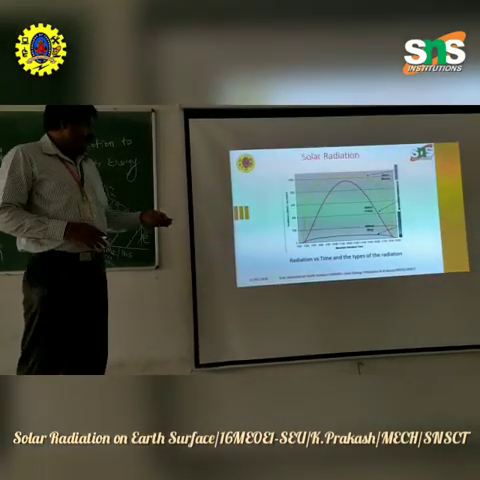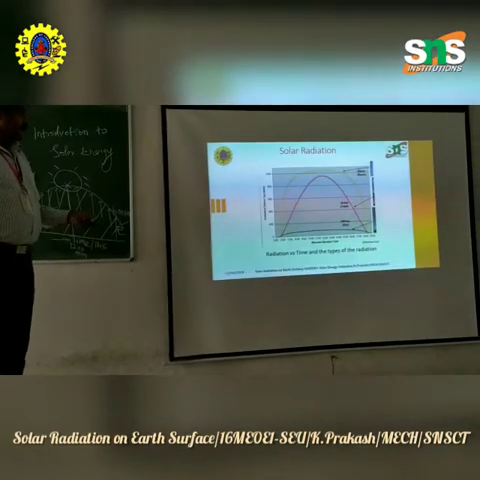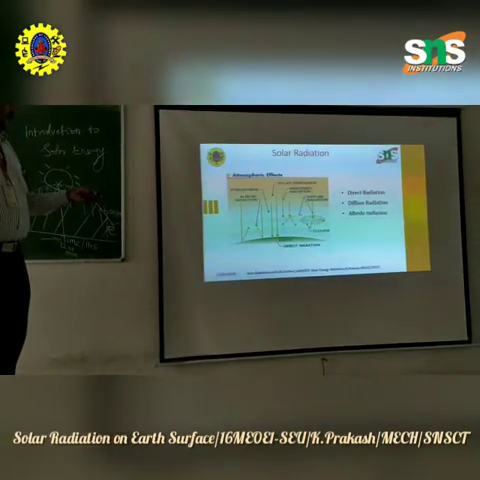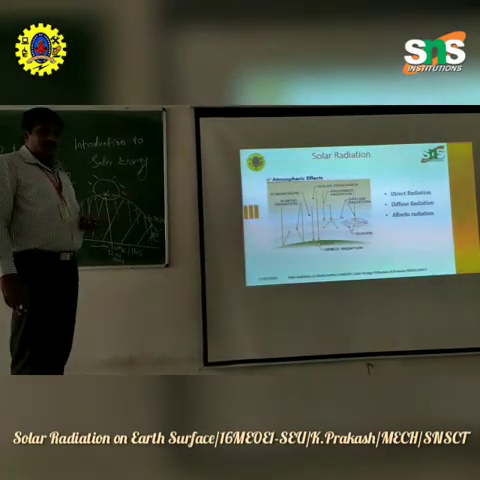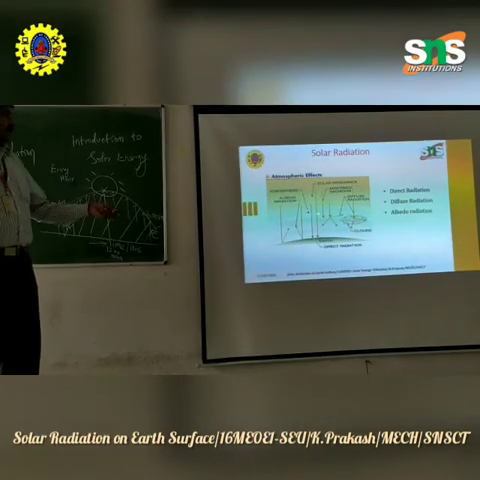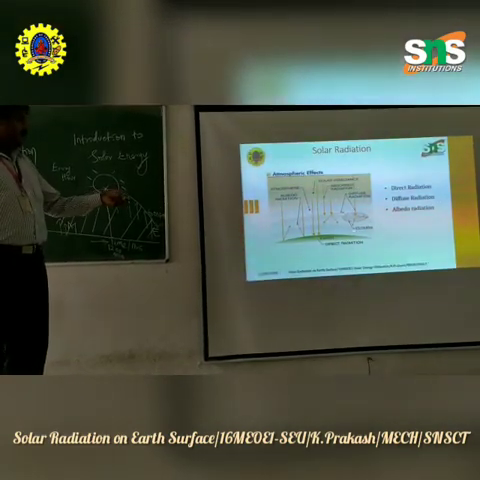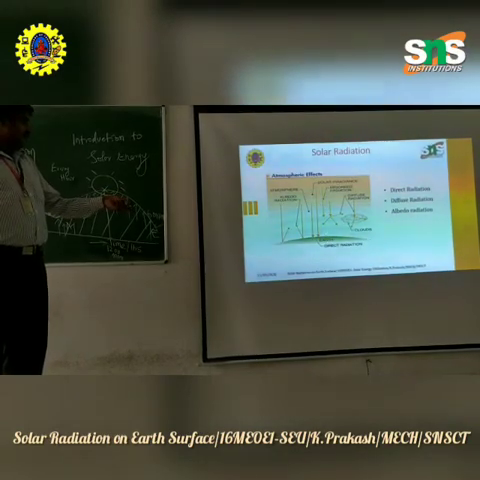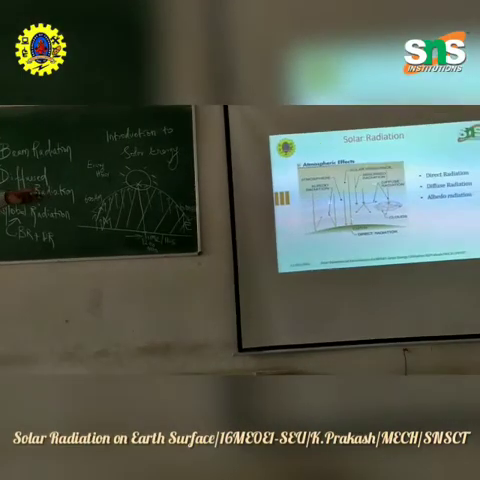So this is about the radiation over time. And this is about the direct, diffuse and orbital radiation. See here, there are many obstructions: absorption, diffuse radiation, direct radiation, earth surface. What we have discussed here is made in a small picture.